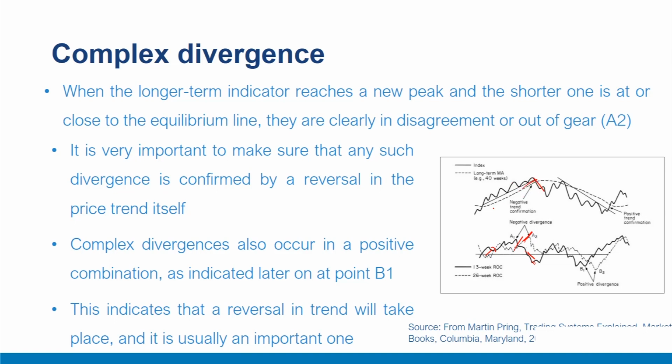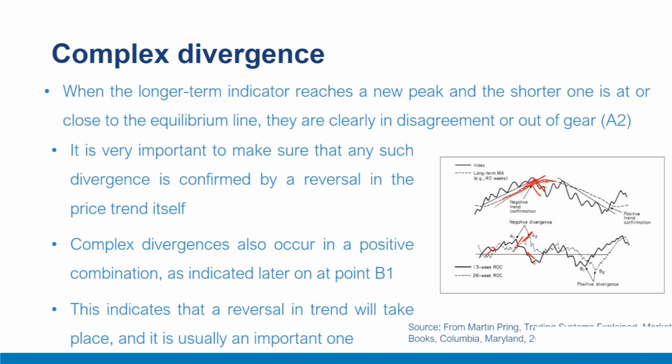And also we can see the long-term EMA. There is a long-term dotted 40 week EMA plot, which is crossed over by the index. So there is a number of evidence: violation of the trend line, EMA crossover, and then the negative divergence that was set up between long-term and short-term ROC. This normally but not necessarily indicates a trend reversal may take place, a very important one. Even so, it is very important to make sure that such divergence is confirmed by a reversal in the price itself, as we can see here.